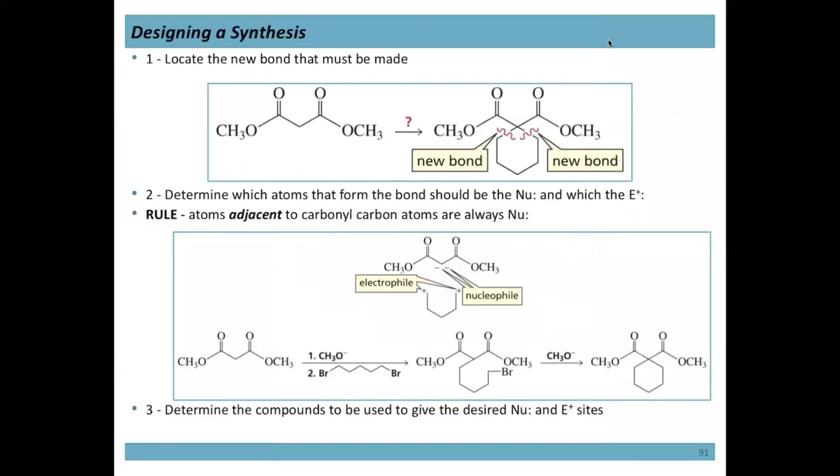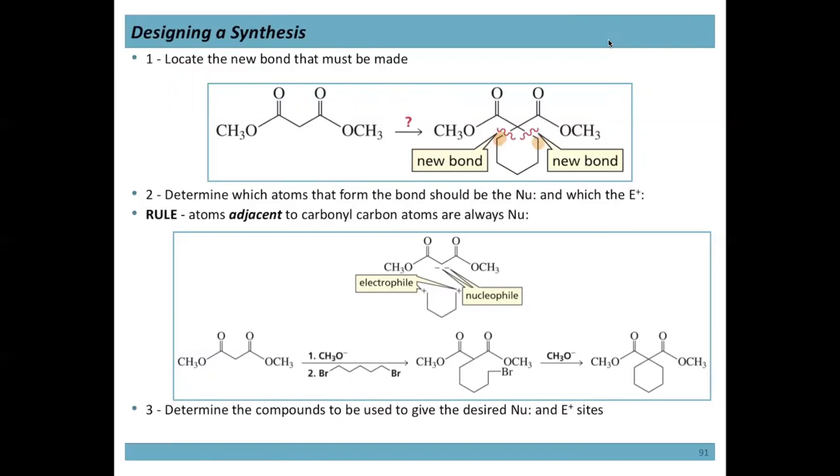Okay, so there's some thinking in how to design a synthesis. I can't stress it enough: if the question says, "Make this," and we give you this, spend time comparing those two and identifying what you need to do to accomplish that transformation. In this one, I need to make bonds between that alpha carbon and these alkyl groups, specifically those carbons. Let me permanently highlight those carbons.